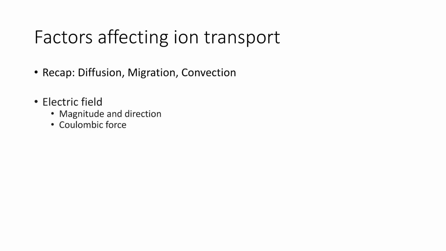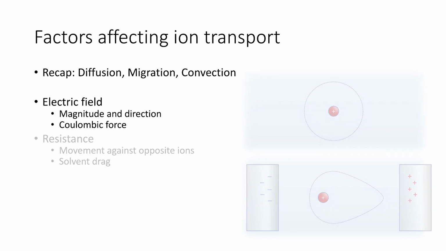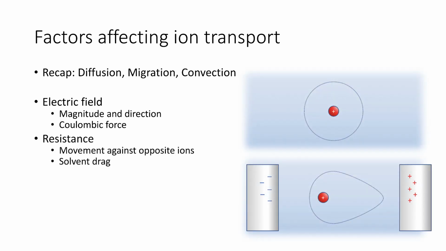Ions move through an electric field, and any electric field has magnitude and direction. All of these exert a coulombic force on our ion. But as it's moving through the solution, it experiences resistance, it experiences movement against opposite ions, and it experiences solvent drag. We covered this in terms of an ionic atmosphere and solvation shells. And these are the models that we've explored already.